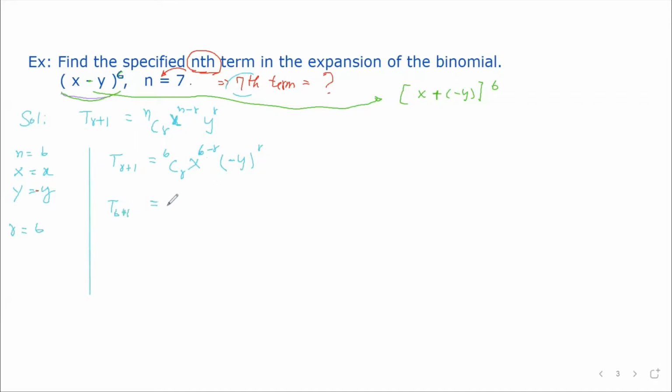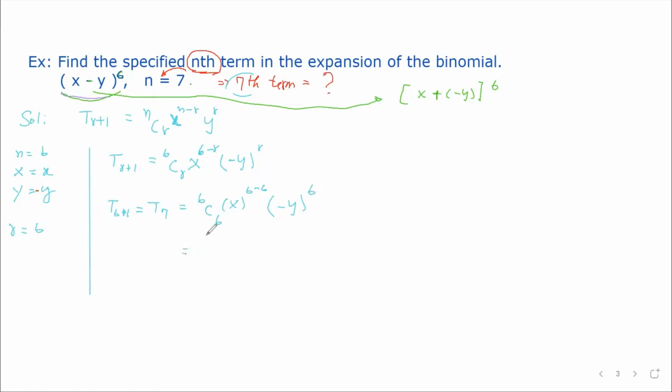That means equal to T7. So this one is equal to T7, meaning the 7th term. Equal to, this is like the position, the location of the term. So r is 6, this 6 is the n. So 6Cr is 6C6. And then this x, we have 6 minus r, which is 6 minus 6. And y then has a negative y power 6.